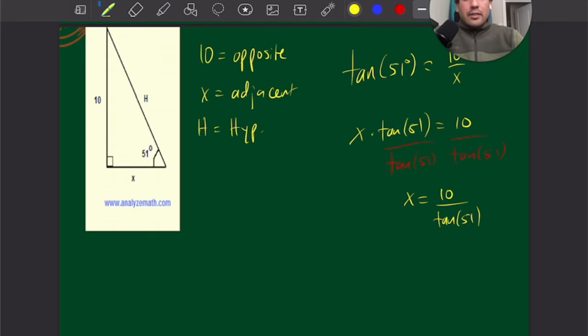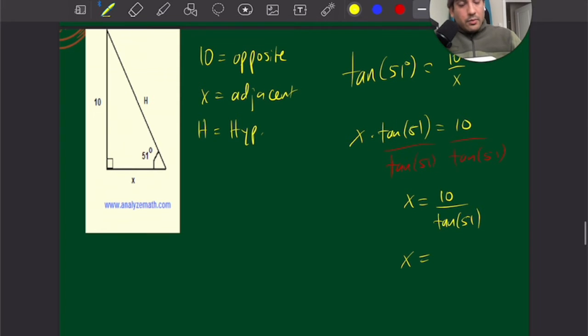All right, and obviously we're going to need a calculator for this, and be very careful. Make sure your calculator is in degree mode. We're going to have 10 divided by tan of 51. It's going to be x equals 8 point, let's go ahead and do 8.1. Found the value of x.